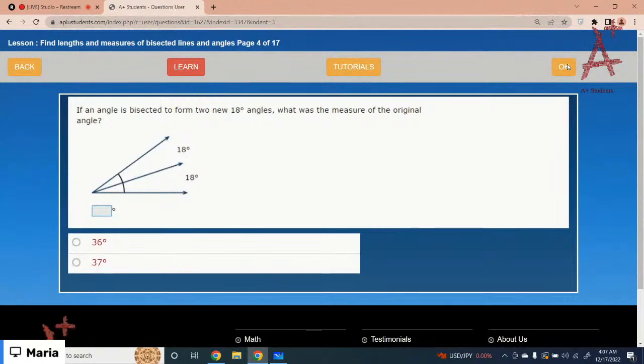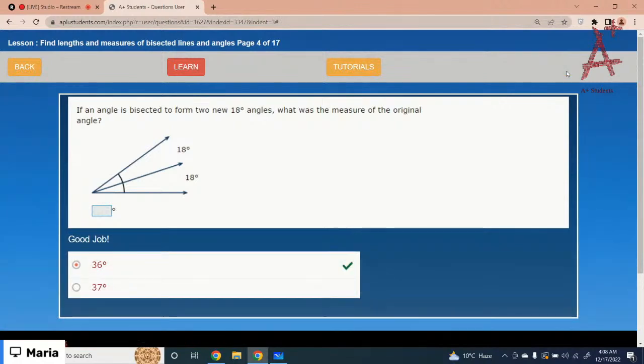Okay, if an angle is bisected to form two new 18-degree angles, what was the measure of the original angle? You have to find the original angle now. You are given the bisected ones. After the bisection, they are 18 degrees, so you have to do 18 times 2. 18 times 2 is very good. That would be 36 degrees. That means the original angle is 36, and after the bisection, they are 18-degree angles. Got it?